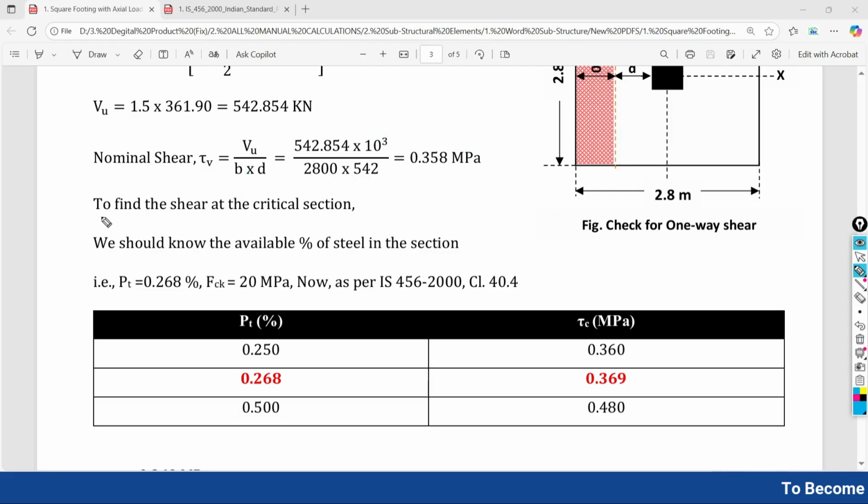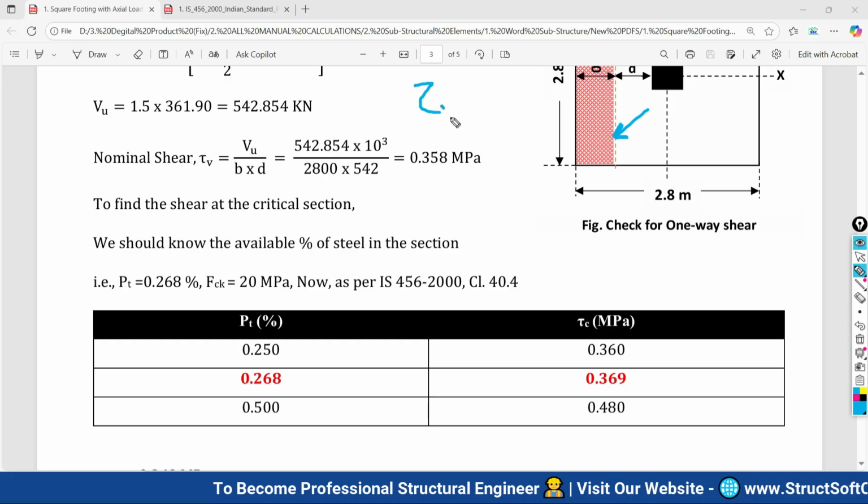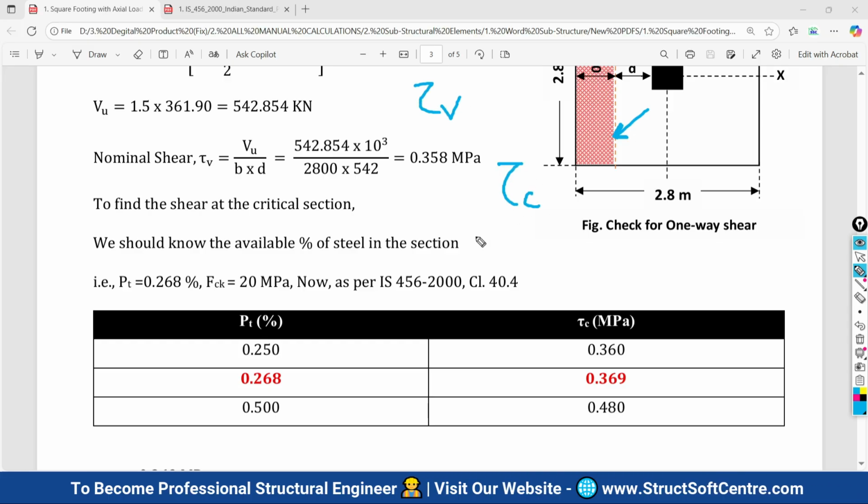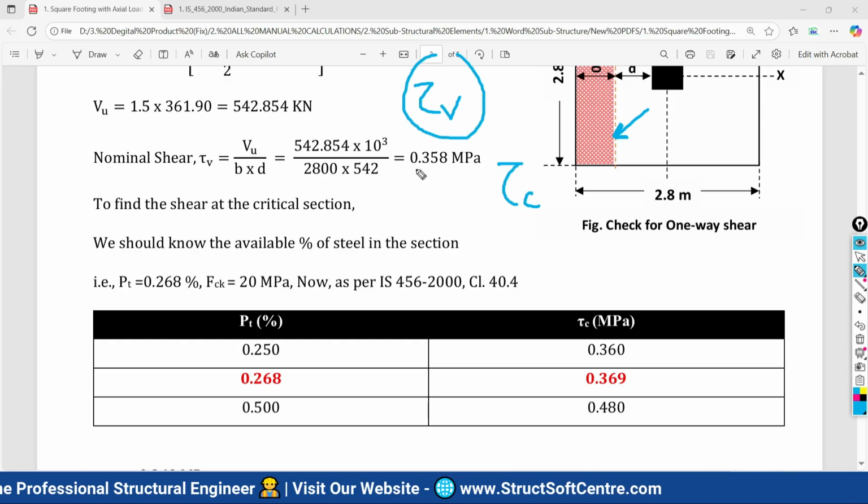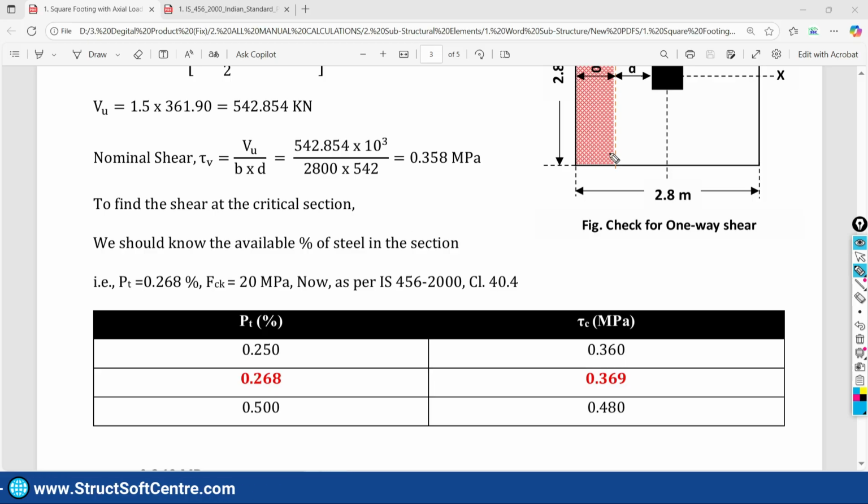Right? Now to find the shear at the critical section, we have earlier discussed that we have to calculate two shear stresses at this section. One is your nominal shear, another one is your critical shear. So nominal shear we have already calculated, 0.358 MPa. Now how can you calculate the critical capacity at this section? Because at this section concrete is present, and steel is also present. So both things we have to consider, and we have to take the help of IS 456.